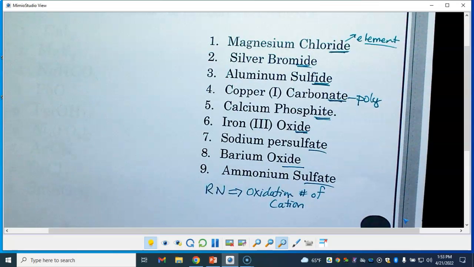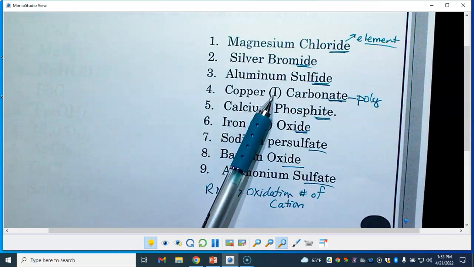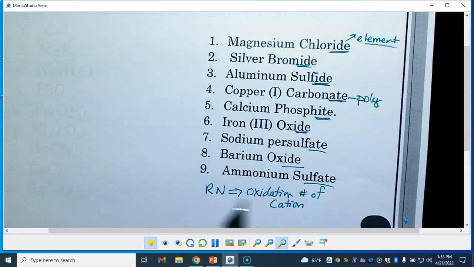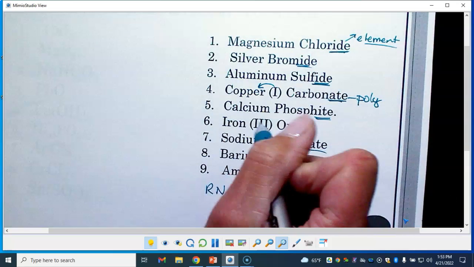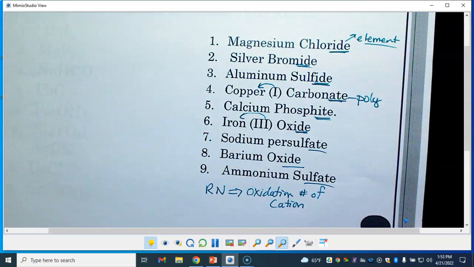If you look on your periodic table and you find copper, you're going to find that copper could have an oxidation number of 2 or 1. If it is a cation that has variable oxidation numbers, it's going to tell you in the name. So this means that copper has a +1 oxidation number. Iron has a +3 oxidation number. If there is no Roman numeral, that element has only 1 oxidation number. So sodium is found in group 1. All group 1 elements have a +1 oxidation number.